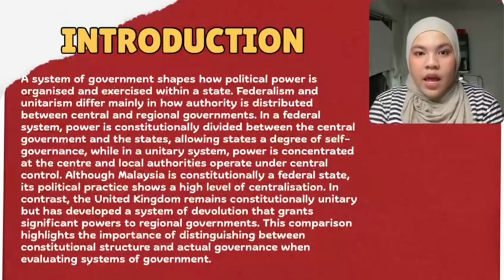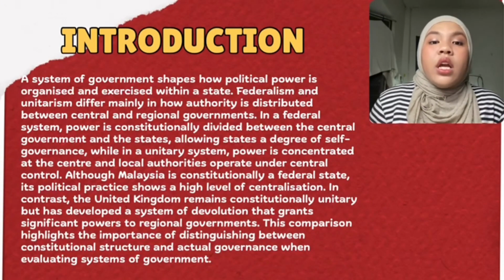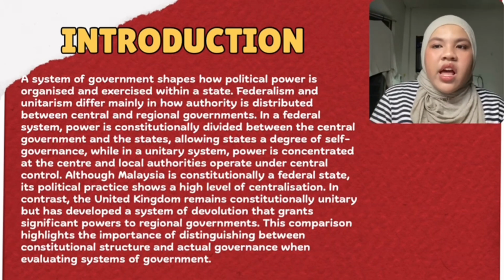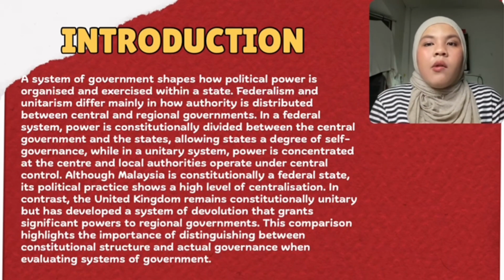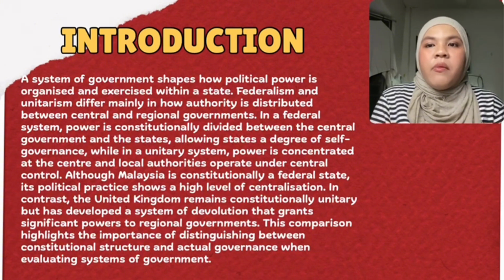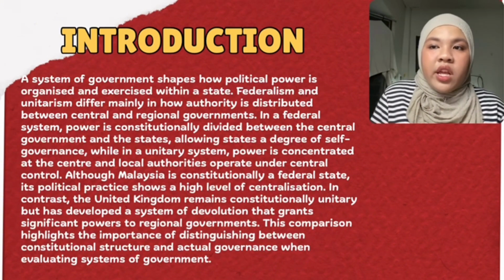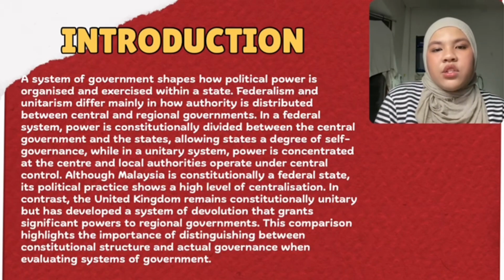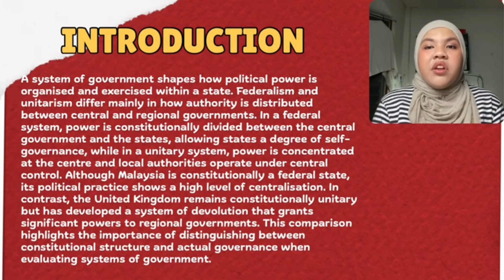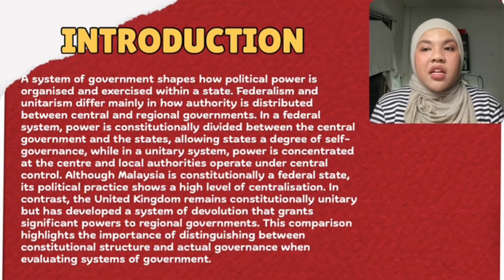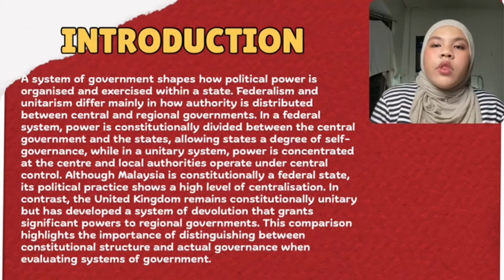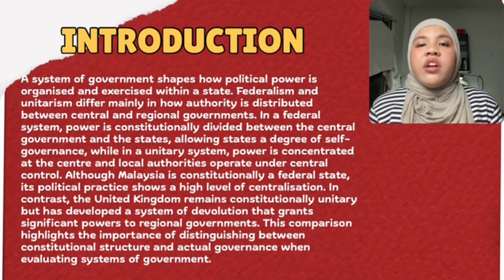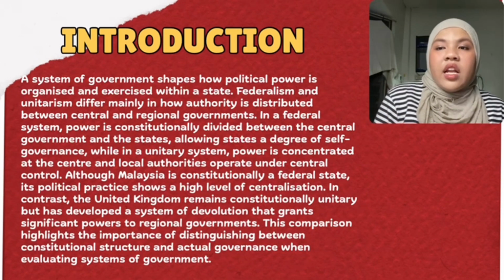What are federalism and unitarism in general? A system of government shapes how political power is organized and exercised within a state. Federalism and unitarism differ mainly in how authority is distributed between central and regional governments. In a federal system, power is constitutionally divided between the central government and the states, allowing states a degree of self-governance. While in a unitary system, power is concentrated at the center and local authorities operate under central control.